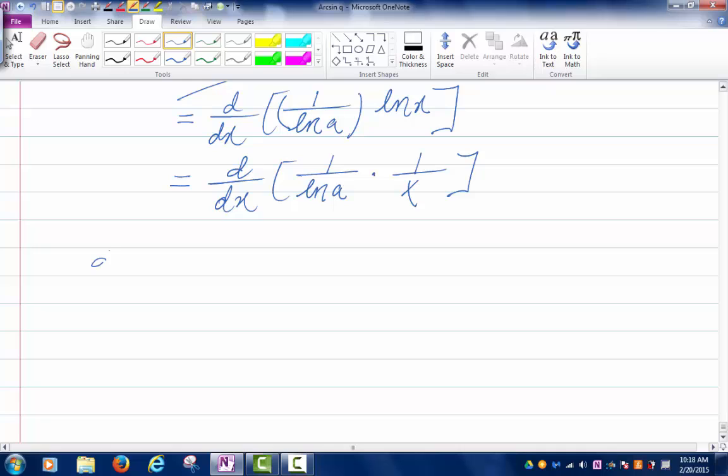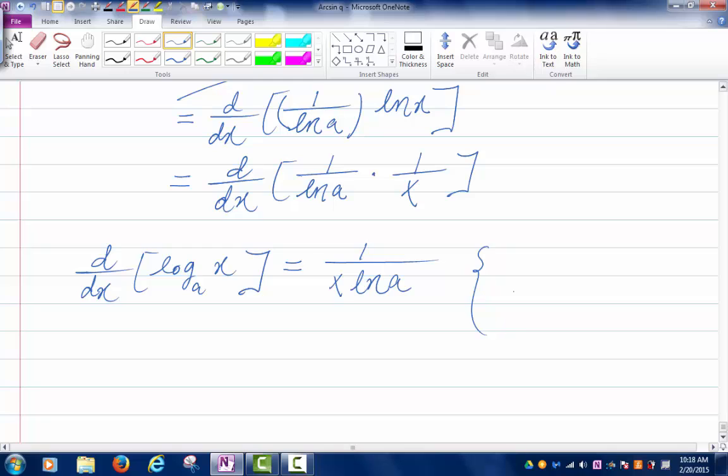So at the end, what I got is that the derivative with respect to x of log base a of x is, usually we write it this way, 1 over x ln of a. Okay, and notice a couple of things here. This derivative would be always, remember what's the domain of log base a of x?